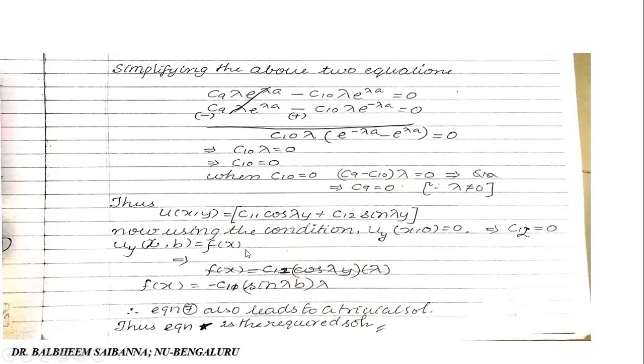u of (x, b) is equal to f of x. Then f of x is equal to, here already c12 is 0, so we are left with only c11 cos lambda y. So differentiate with respect to y. Then uy of (x, b) is minus c11 sin lambda b times lambda. Equation 7 also leads to the trivial solution. Thus, the equation is a required solution.